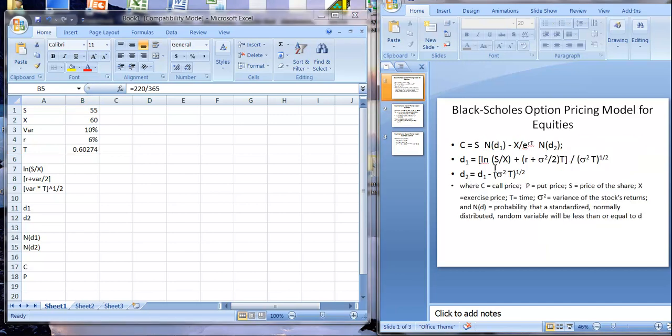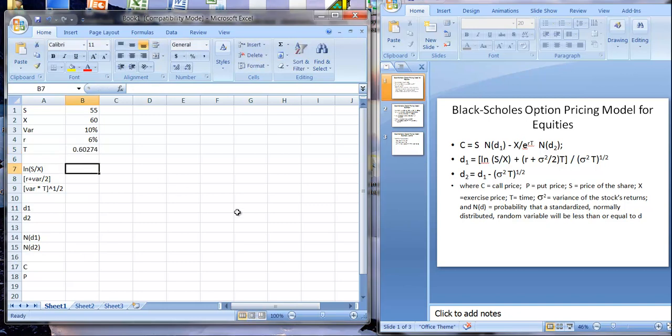I've broken this part for D1 up into this part of the formula, natural log of S over X, R plus sigma squared over 2. I can multiply it by T later. The square root of the variance times T. And then I'll solve these out, and then I'll solve for D1 and D2. And then I'll use the statistical functions in Excel to solve for ND1 and ND2. And then eventually I'll put in this final formula. So I'll do it in steps. It makes it easier to find your mistake. It makes it easier to work these things out.